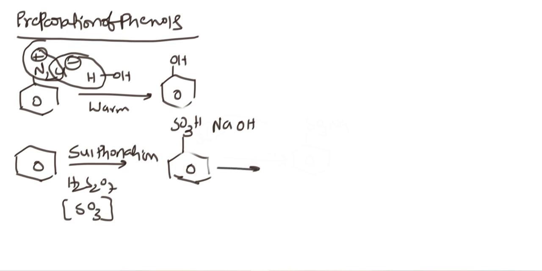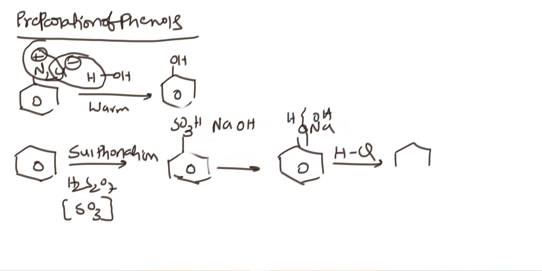Then you are going to get ONa, as this is an acid base reaction. This ONa is treated with HCl. HCl means H is added, OH is added. Then you are going to get the phenolic compound. Please closely observe these two preparations.